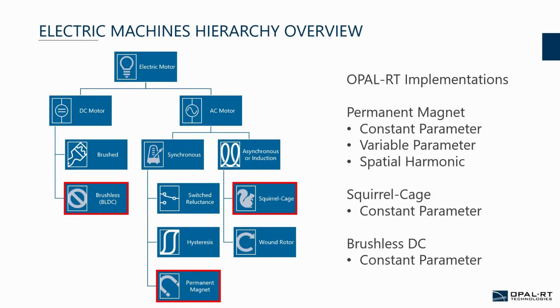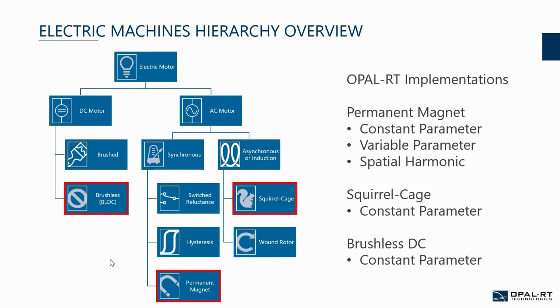Now we're going to go through each supported machine model one by one. I have up here a tree representing the hierarchy of various types of electric machines. It isn't exhaustive but covers the main machine categories. At the top we separate into DC motors and AC motors. Of the DC machines, there are brushed and brushless. AC machines can be categorized as synchronous and asynchronous, where synchronous includes switch reluctance, hysteresis, and permanent magnet, while asynchronous includes squirrel cage and wound rotor.